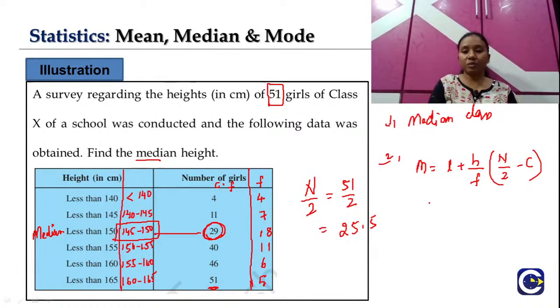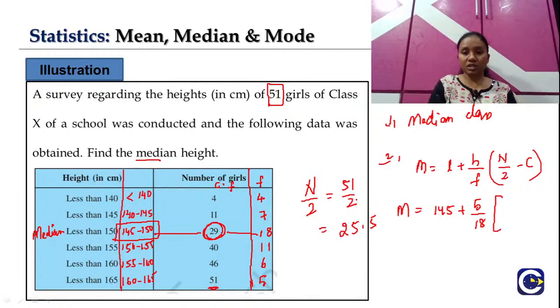So once we have the median class, let's figure out the remaining values. The lower limit of the median class here is 145. Plus what is the width? So 145 to 150, that is the H value, which is the width, the size will be 5. And the frequency of this median class, the corresponding frequency, is 18.